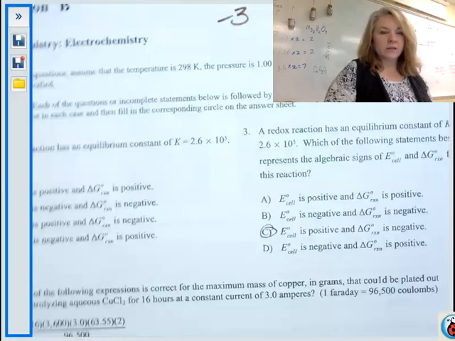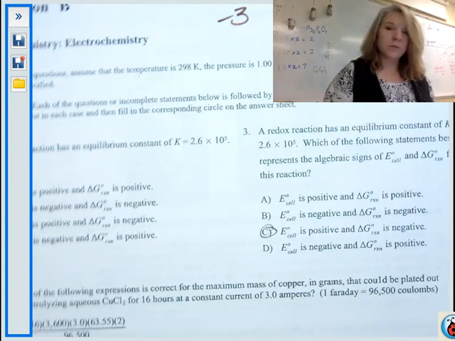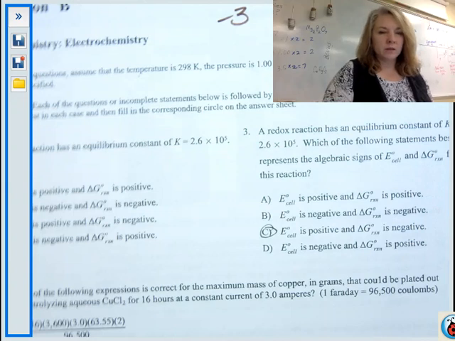We're going to look at our test corrections, and I'm just going to give you some things to help you. I'm not going to do all of them for you, but I'm going to steer you in the right direction on your problems. Okay, so on number 1, we're going to start on the multiple choice.